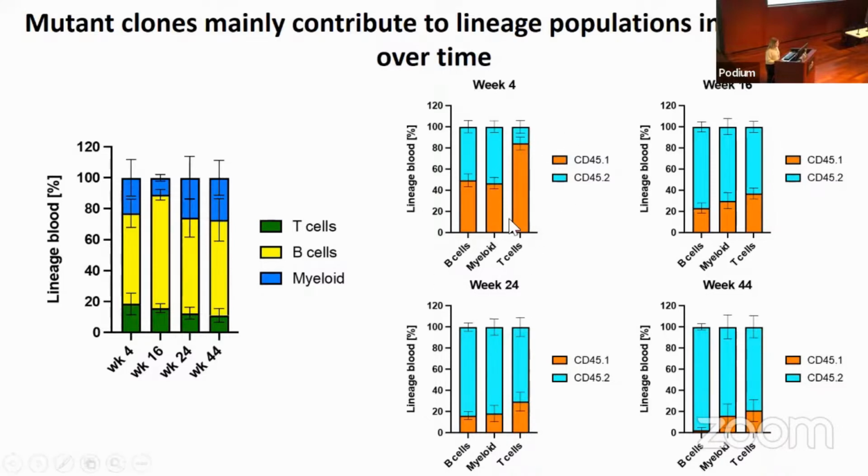And as you can see here, at week 4, we have an even distribution, being 50% wild type, 50% mutant in all of the lineage populations. And then over time, you can see that the mutated clone population increases and completely takes over in the B cells, myeloid, and T cells.